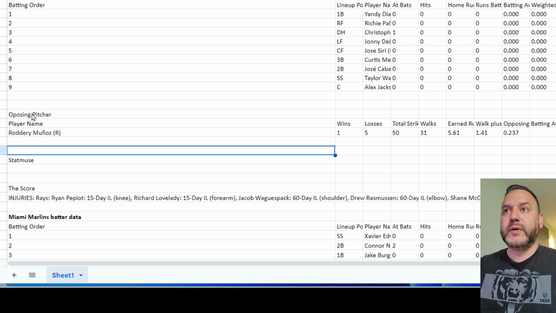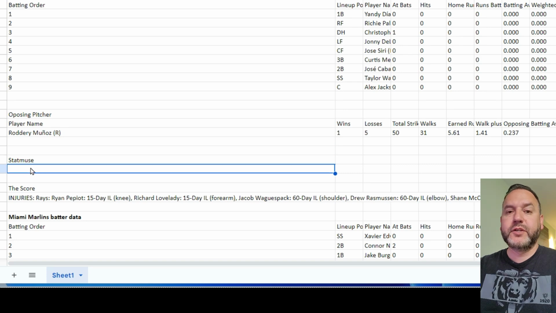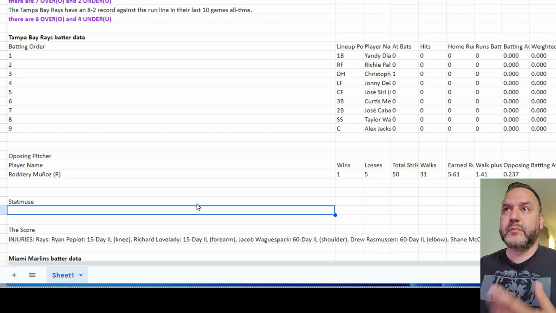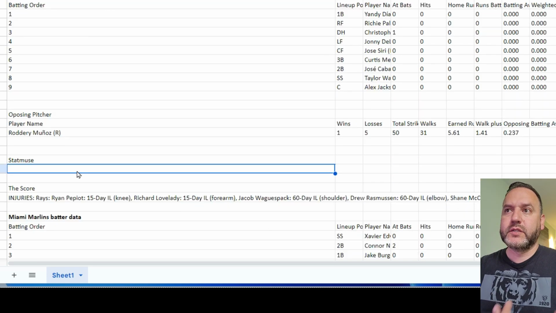Usually there's StatMuse information. If the pitcher has gone against these batters, there'll be StatMuse information, which has more information on the pitcher against this team. But since Roddery Munoz has not pitched against the Rays, that's why this is blank.